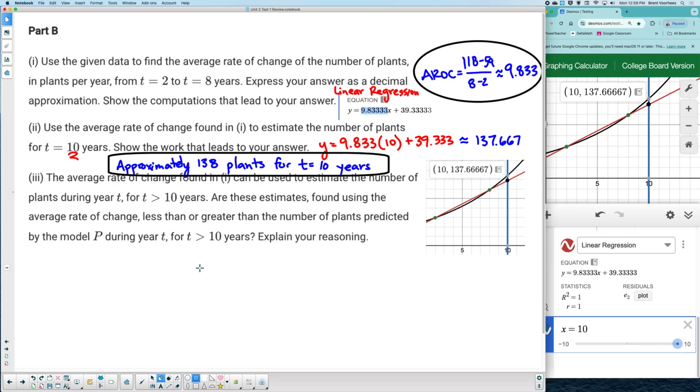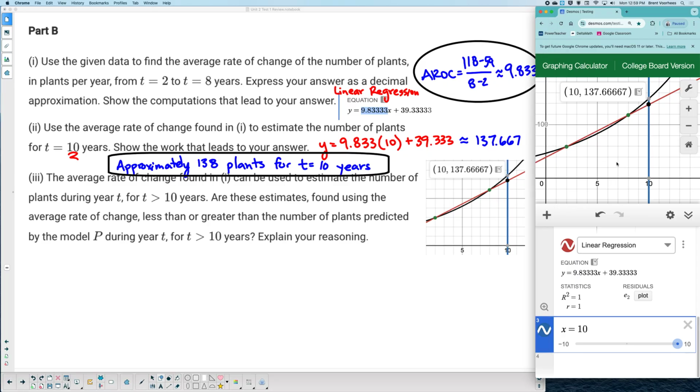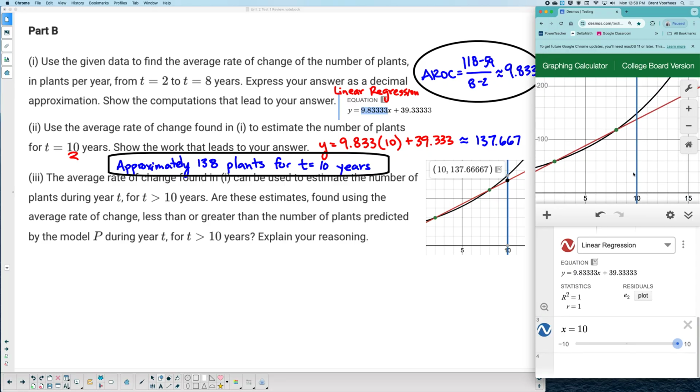Okay, it says the average rate of change found in I can be used to estimate the number of plants for t when t is greater than 10 years. Are these estimates found using the average rate of change less than or greater than the number of plants predicted by the model P for year t for t greater than 10 years? Okay, so I want you to explain it to me from this. Here's t equals 10 years. If we looked for t being greater than 10 years, which side of the graph would we look on? Left, right, top, or bottom? If t is greater than 10 years, we're looking on the right side.